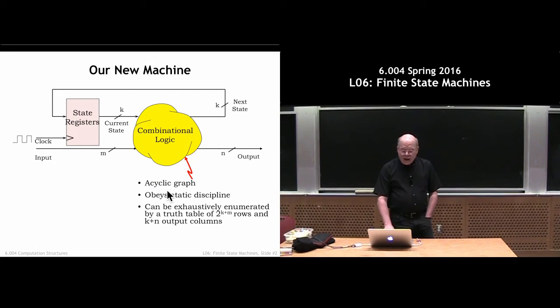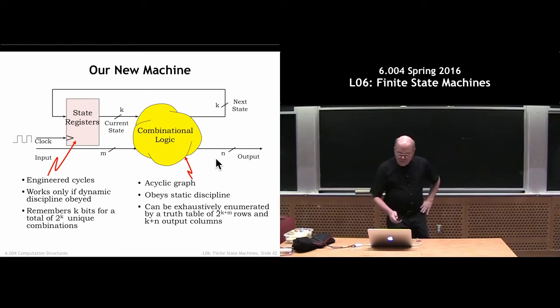If we have k plus m inputs, we'll need 2 to the k plus m rows in our truth table. And we'll need something that describes, for every possible combination of inputs, for the 2 to the k plus m combinations of inputs, k plus n output values. So for every possible combination of input, we'll have to specify the k next state outputs and the n values for the n outputs.